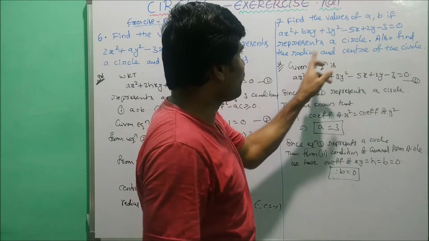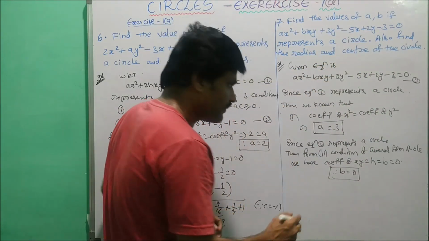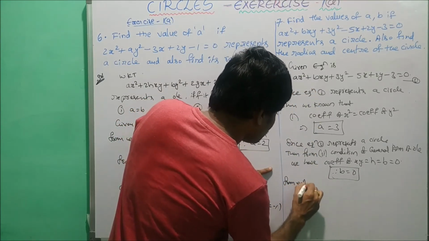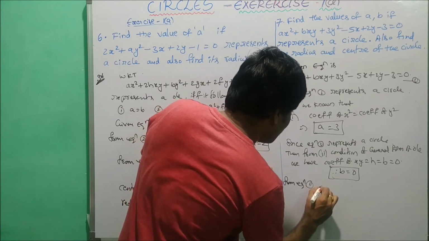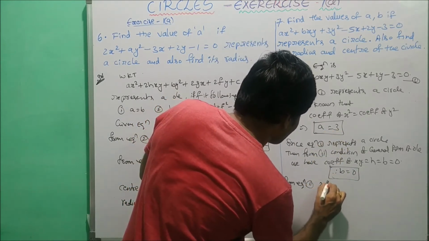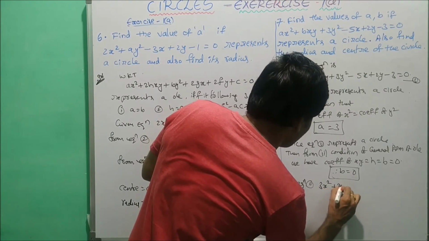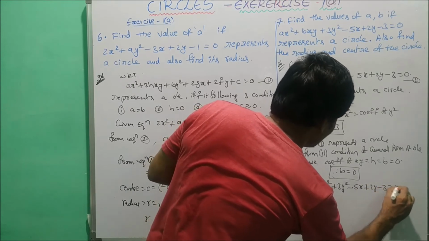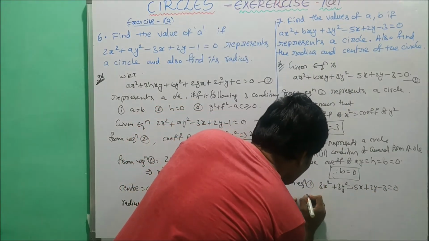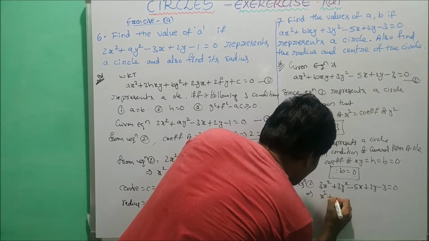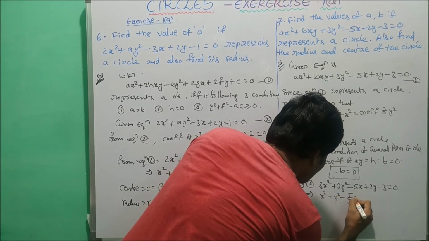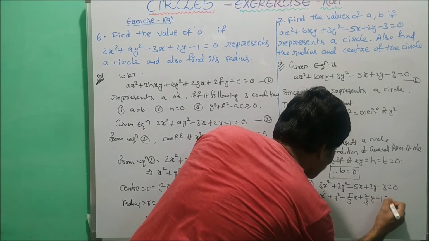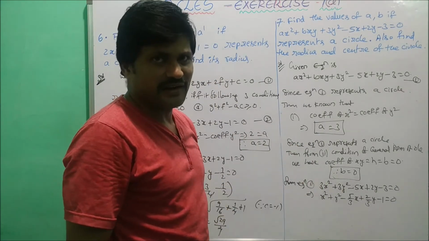Similarly, here we find the radius and center. First of all, to find the center, from equation 1, the required equation of the circle, with a equals 3, is 3x² + 3y² − 5x + 2y − 3 = 0. Now we divide by 3: x² + y² − (5/3)x + (2/3)y − 1 = 0. This is the general form of the circle.